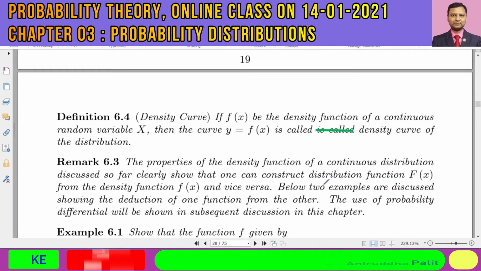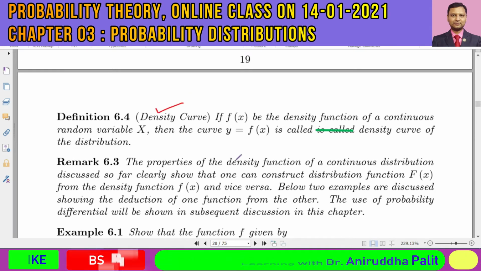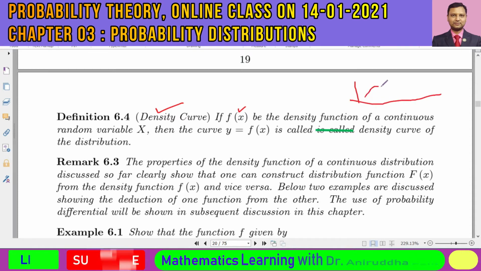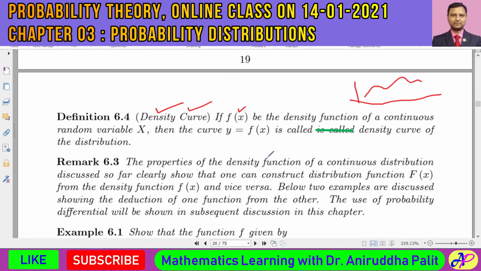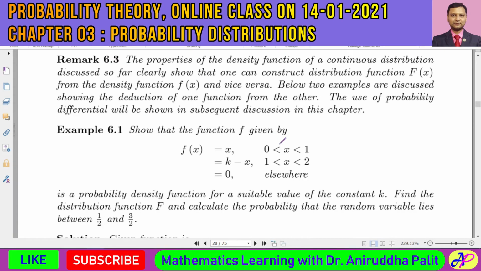And one more definition that should be the definition of the curve of density function. This is known as the density curve, the curve of density function f(x). If we draw the curve of the density function, say this is the density function, in that case this curve is called the density curve of the distribution of X, the density curve of the random variable.